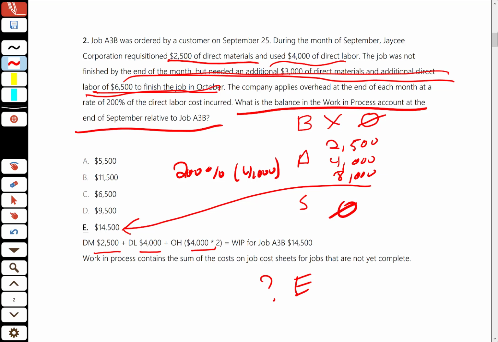Okay, so that was a little bit of a tricky question in that they started giving us information for October, and that information for October was not relevant, right? They asked me what month? September, and I got sucked into the problem in that they started giving me information which needed to be ignored, right? I mean October, which needed to be ignored.